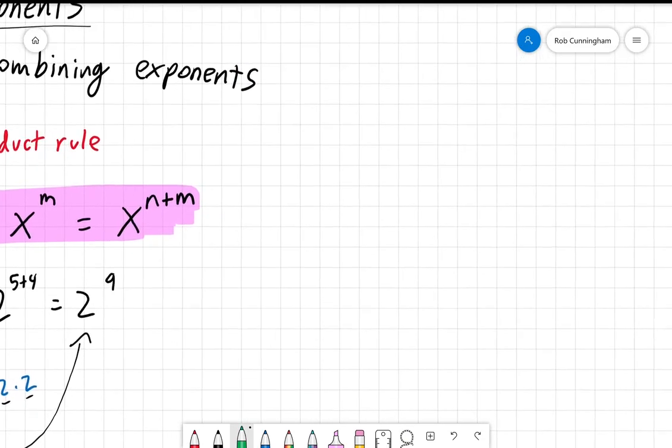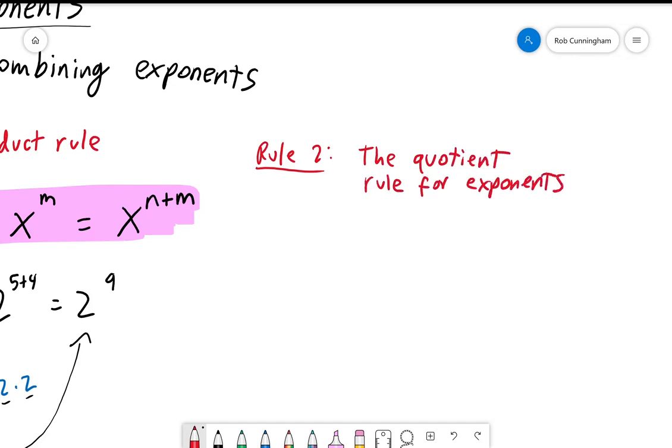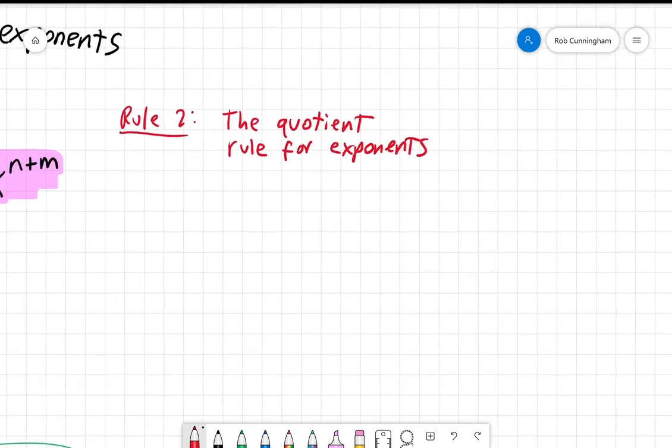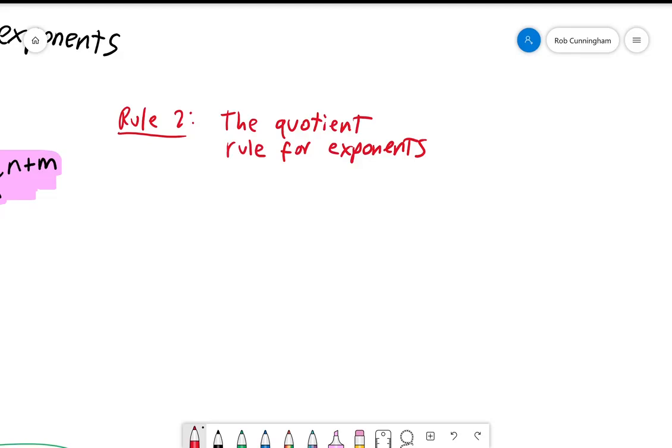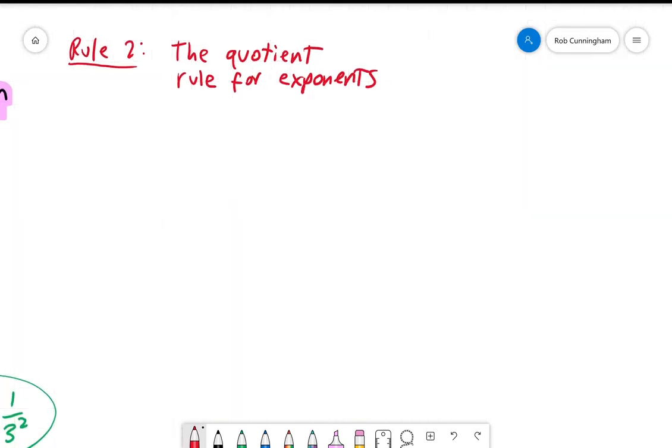I'm going to scooch to the side here. Rule 2, the quotient rule. I actually don't like this rule very much. It feels redundant to me, but it might help you. Once we know what negative exponents mean, we don't need a separate rule for quotients, but again, if it helps you, then I want to teach it.